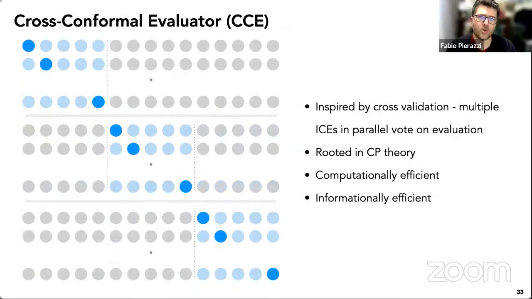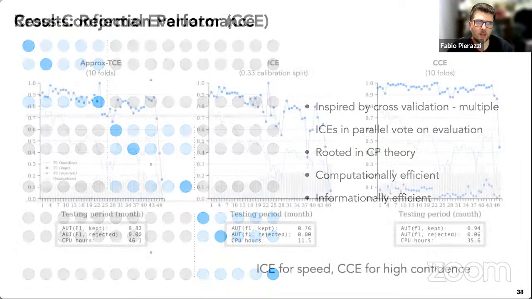So the final approach is the cross-conformal evaluator, or CCE, inspired by k-fold cross-validation in an attempt to reduce both the computational and informational inefficiencies of TCE and ICE. You split the training set into folds, end up with one conformal evaluator for each fold, which perform a majority vote to assess the prediction.